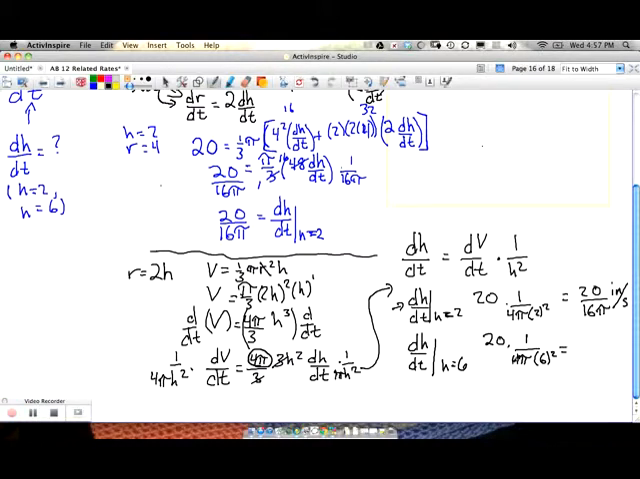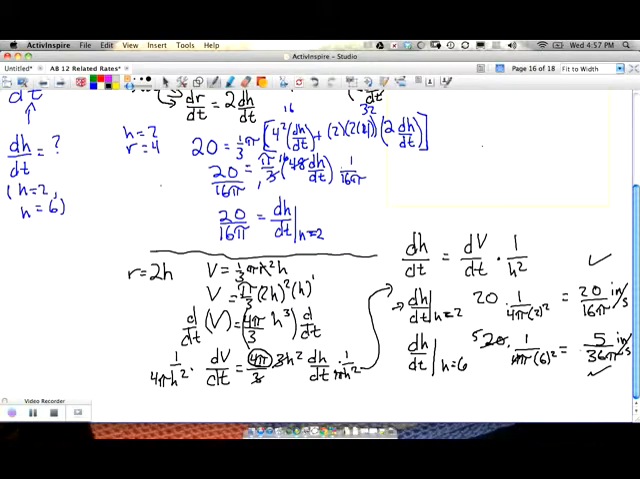I guess I could simplify this 4 and this 20. That would make a 5 on top and just a pi on bottom. So we'd have 5 over 36 pi inches per second. So there's our answers.